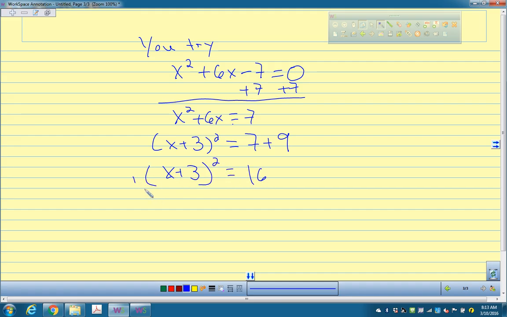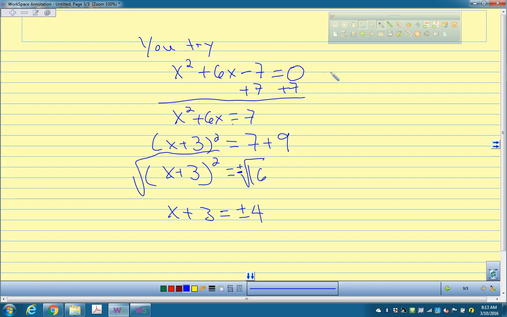You took the square root of both sides. Some of you forgot a plus or minus, okay? If you can take that square root outside of the box, take the square root outside of the box, okay? X plus 3 equals plus or minus 4, okay? So you got to be careful here.